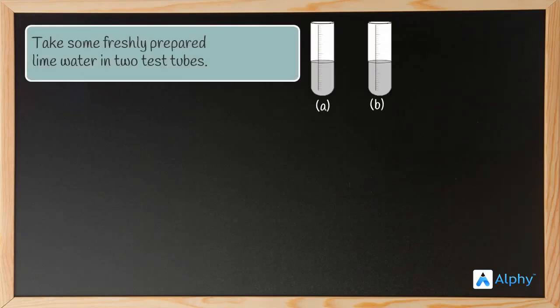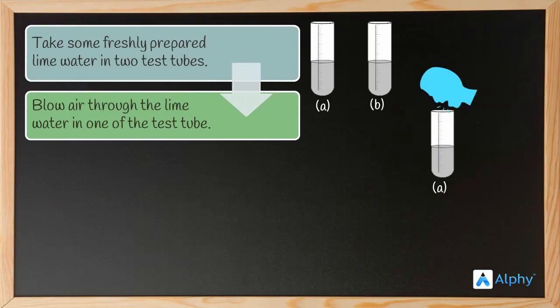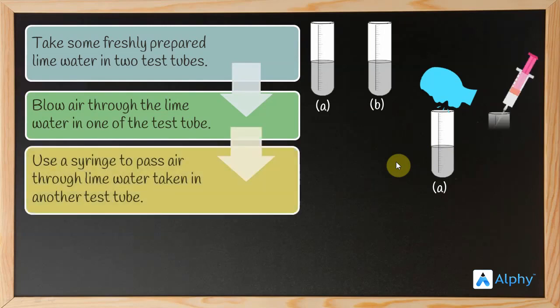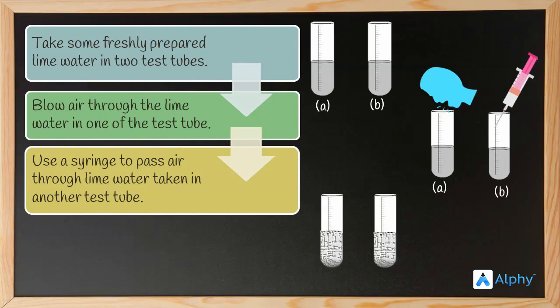Now time for some activities. In the first activity, take some freshly prepared lime water in two test tubes and label them A and B. In the next step, blow air through the lime water in one of the test tubes. Next, use a syringe to pass air through the lime water in the other test tube. We will notice that in both test tubes, the lime water turns milky.